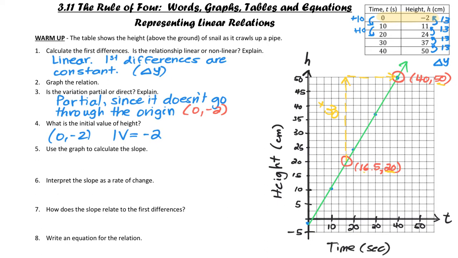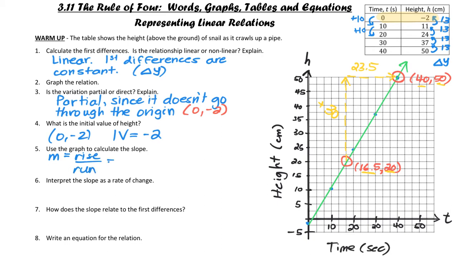And I went from 16.5 to 40. So my difference is 23.5 to the right. I am always, always, always going from the left to the right. So it says use the graph to calculate the slope. We know that the slope is rise over run.